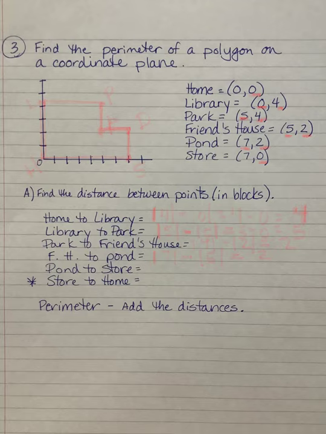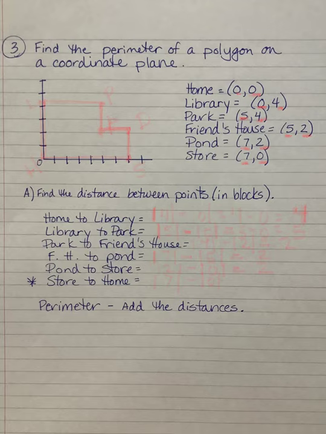So it's the absolute value of 2 minus the absolute value of 0, which is 2 minus 0, which equals 2. So that's 2 blocks. Then we can't forget, because he goes back home, so we have to do store to home. So when we look at store to home, we're looking at a horizontal distance. So we're going to use the x from store to home, and home is back at 0. So we're going to use the 7 in the store and the 0 in the home. So the absolute value of 7 minus the absolute value of 0 is 7 minus 0, or 7.